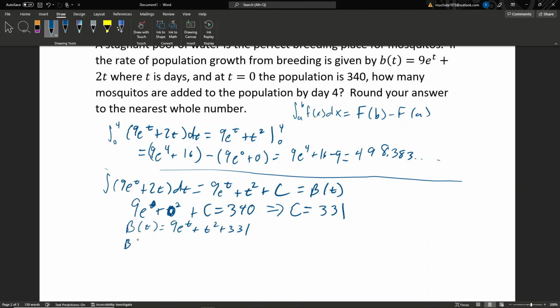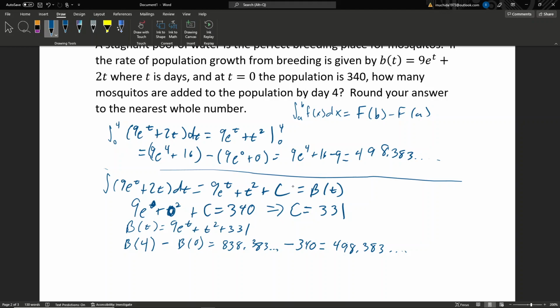And then what we could do is find B of 4 and subtract B of 0 from it. B of 4 is 838.383..., minus our initial, which we know is 340, which is what we'd get if we plug in t equals 0 into here. And once again, we get 498.383... So it's actually easier doing it with the definite integral, but just so you could understand, this is the reason why.